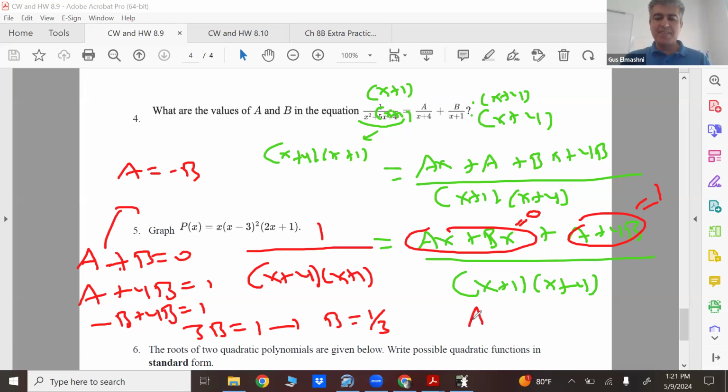Then a plus 4/3. Then the a has to equal negative 1/3. I think it worked itself out. So those are the values of a and b. Save the screenshot.